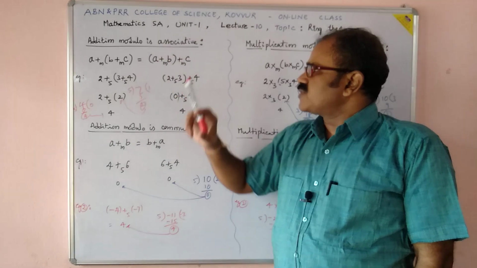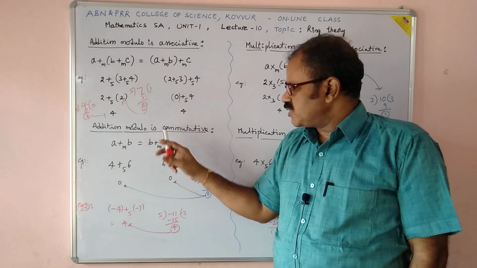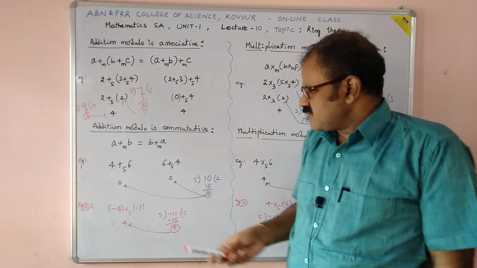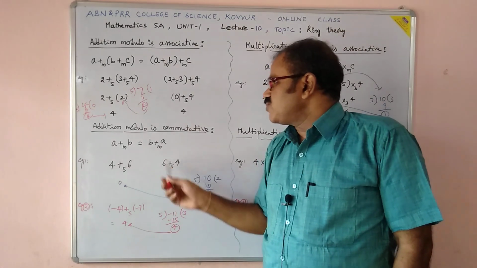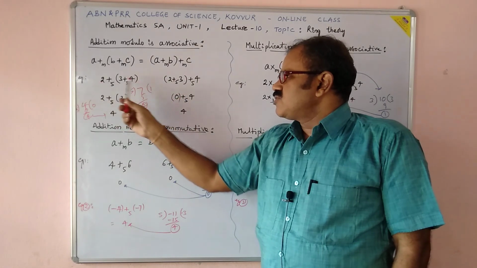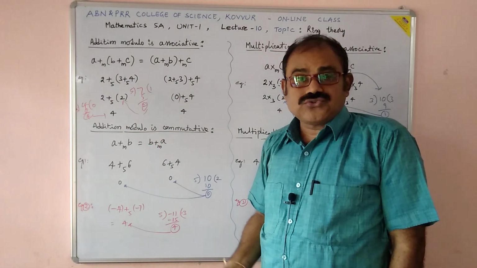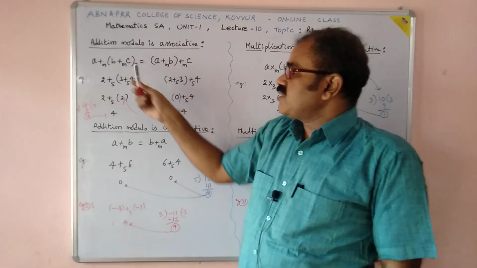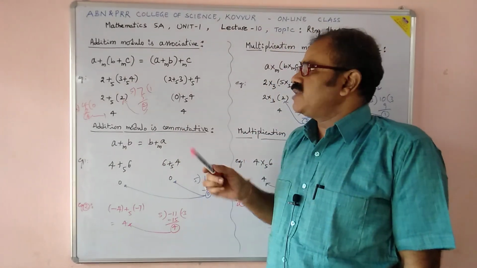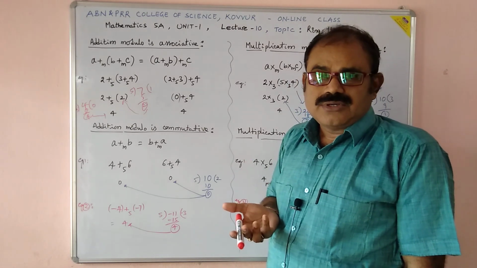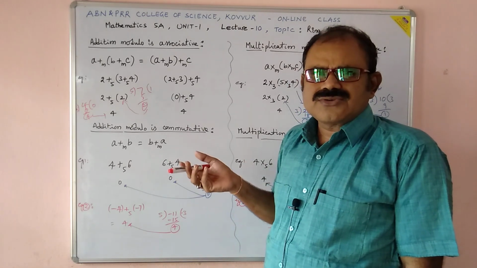Addition modulo m is associative and addition modulo m is commutative also. In every case we have chosen positive integers. If we choose negative integers, here A, B, C are any integers. Any integers means there may be positive integers or negative integers. If you take 0, that's also okay.